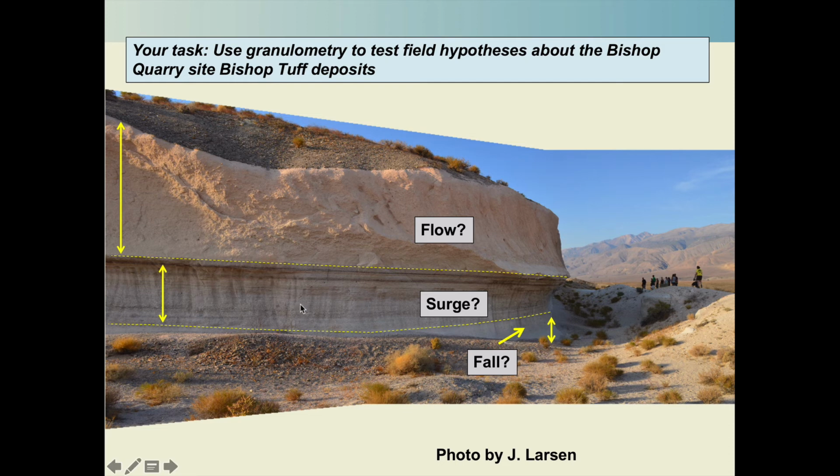The middle outcrop here is layered and cross-bedded. So my first thought would be that could be a surge deposit, a series of surge deposits. So that's my hypothesis. The top is poorly sorted and massive. It doesn't have any layering, but it's not sorted like a fall deposit. So I think that might be a pyroclastic flow.